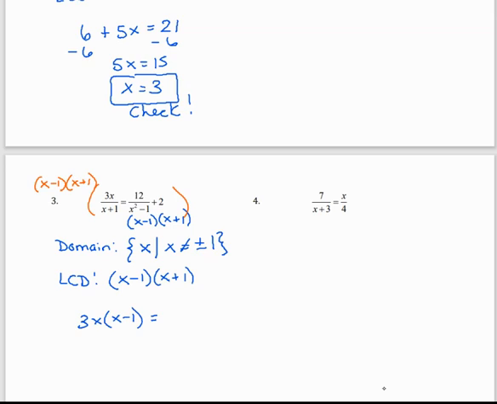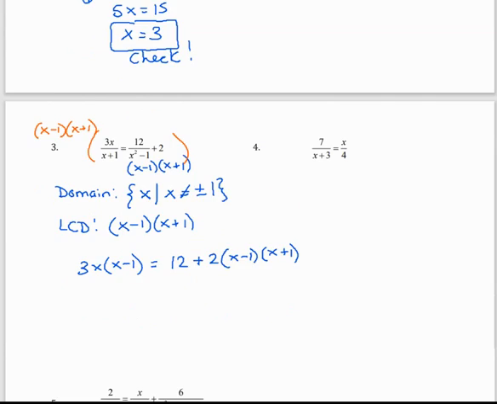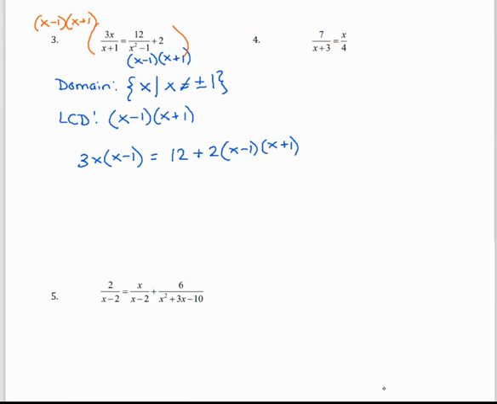When I multiply it to the second fraction, the numerator of x minus 1, x plus 1 will cancel with x minus 1, x plus 1 in the denominator, and simply just 12 is left. And then when I multiply it to the last term of 2, since there is nothing in my denominator, nothing will cancel. So we have 2 times x minus 1, x plus 1. Fractions are gone. Now we distribute and solve.